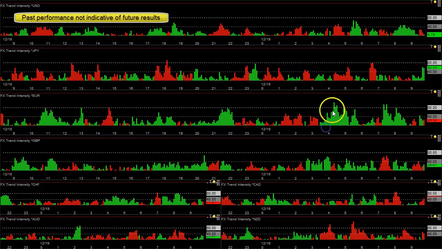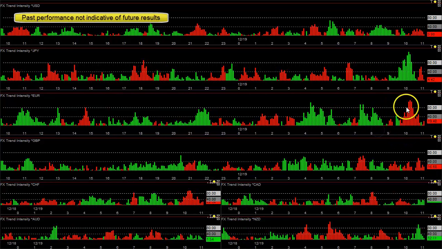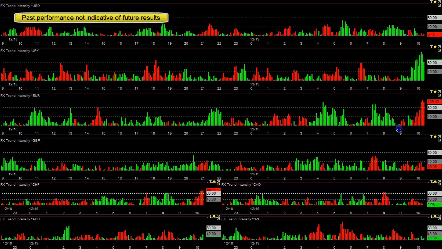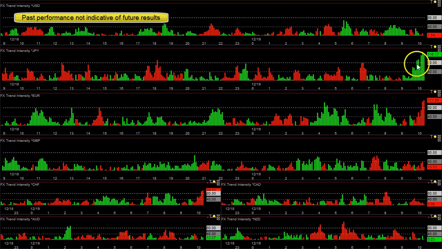You can see the euro has been strong throughout the day. Here's the first sign at 10 o'clock that there's extreme weakness in the euro. In fact, the euro and the Swiss are pegged together, so they're both super weak together. And you can see the yen, which has been super weak for such a long period of time. Most yen pairs are up hundreds and hundreds of pips.